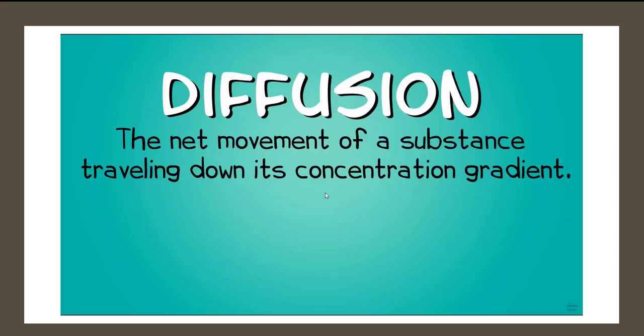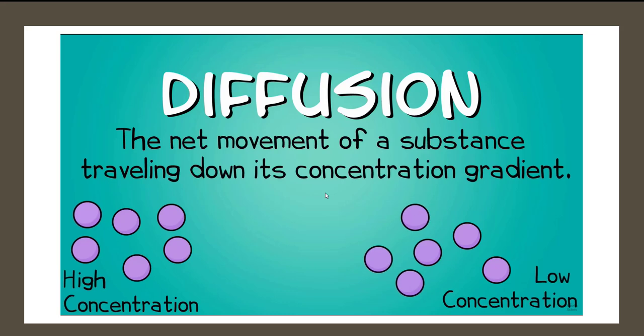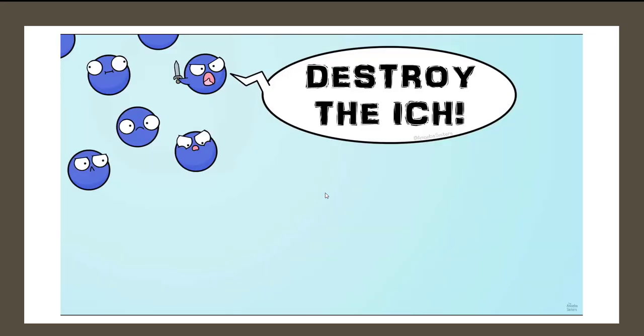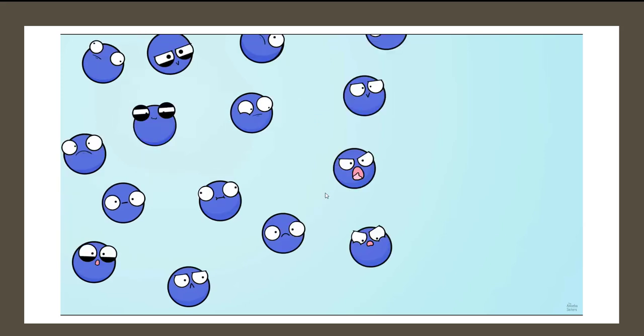Diffusion is when the net movement of a substance travels down its concentration gradient. That means it moves from a high concentration to a low concentration. When the methylene blue drops were added into the water, they didn't just sit there. The molecules traveled in the water through diffusion. The high concentration of molecules, which is where they were dropped, spread to areas of low concentration in the water.